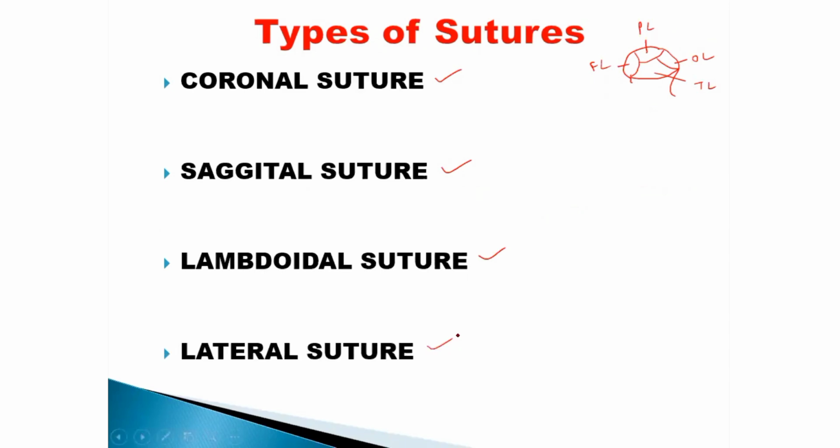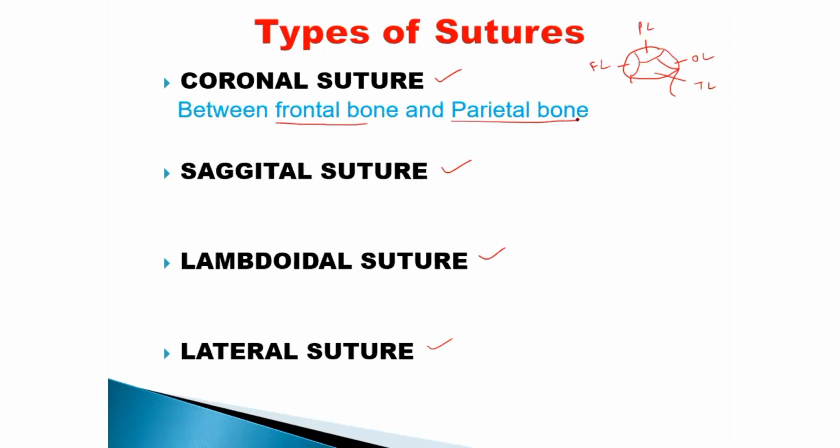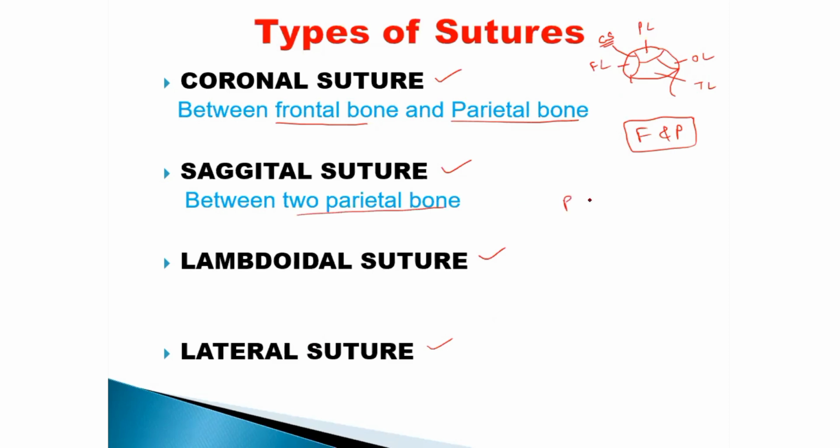The point here is where these sutures are present. The coronal suture is found between the frontal bone and the parietal bone. So I can say between the frontal bone and parietal bone, what you get is the coronal suture. So this suture, I can call it the coronal suture. Sagittal suture is between the two parietal bones. So between P and P, you will get the sagittal suture.